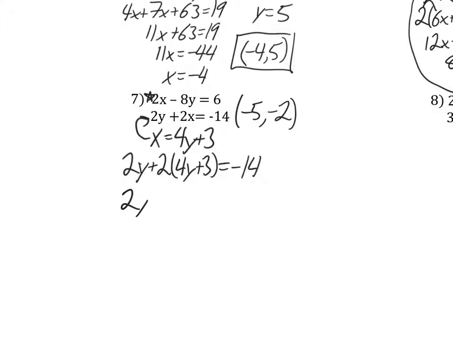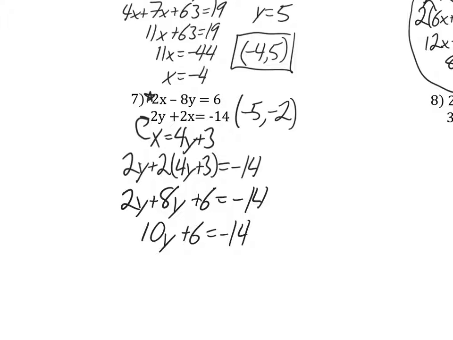Now let's go ahead and solve this down a little bit. So I have 2y plus 8y plus 6 equals -14. Let's go ahead and put together both of our y's. So I have 10y plus 6 equals -14. Next part, I want to move that 6. So I have 10y equals -20. Last part, divide by 10, y equals -2.